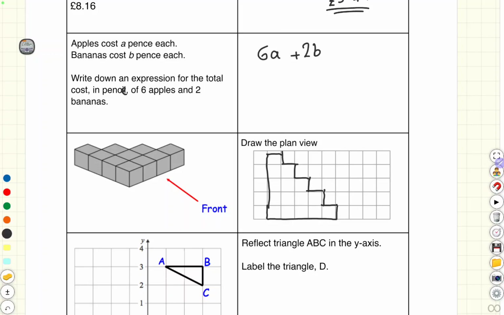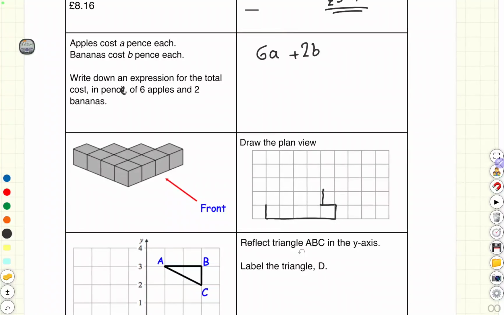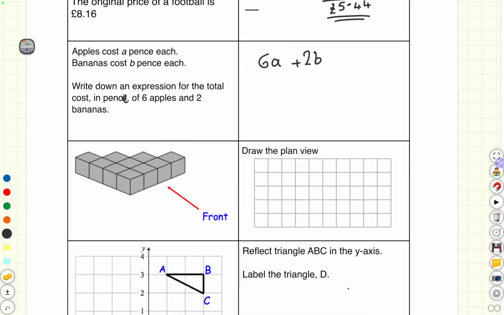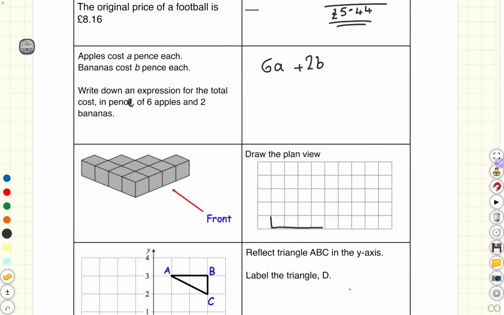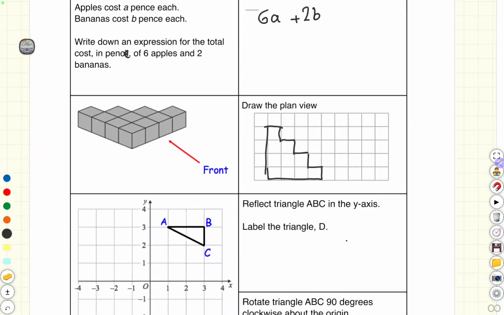So 1, 2, 3, 4. 1, 2. Sorry, I started with 5, didn't I? I should have started with 4. I did 5 across instead. So we do 1, 2, 3, 4. Then it goes in 1, up 1. Up 1, in 1, up 1, in 1, and we get something like that.